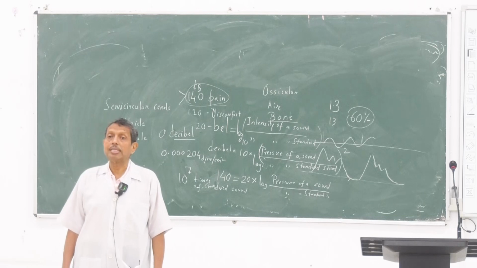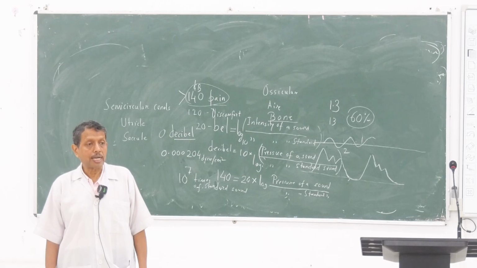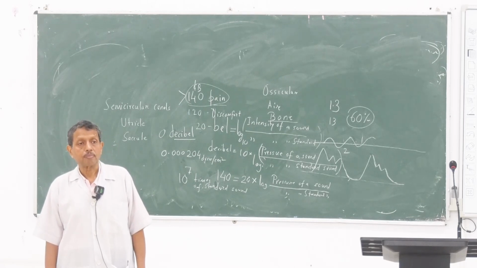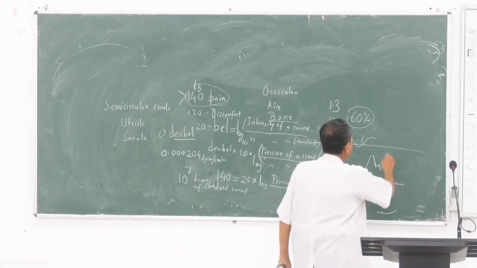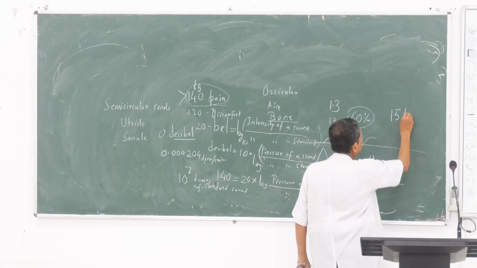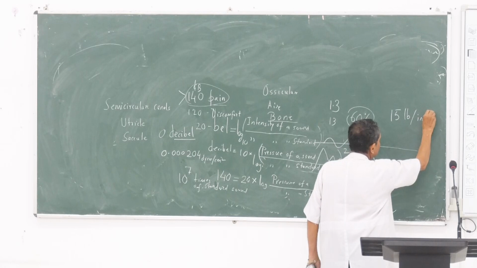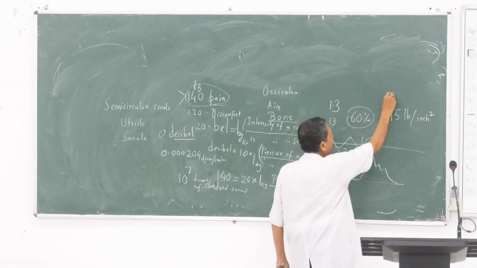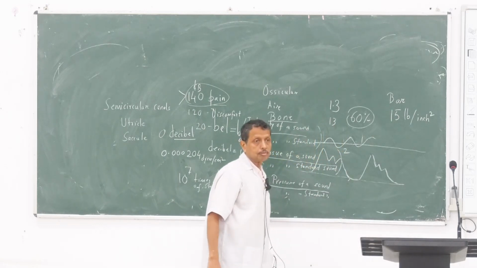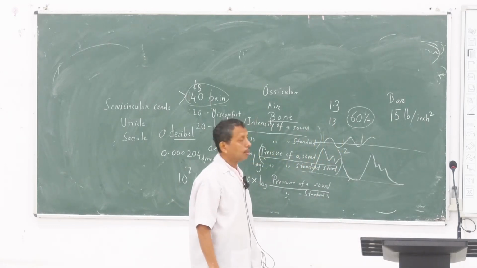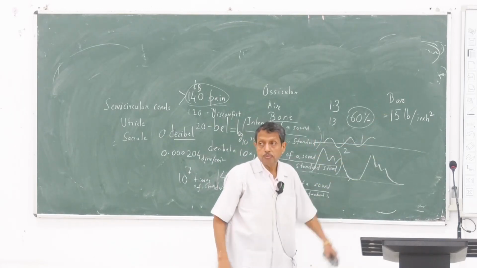And it may be expressed in other ways. Normal barometric pressure at sea level is 15 pounds per inch square, and it is called bar. 1 bar is barometric pressure at the sea level. This value.